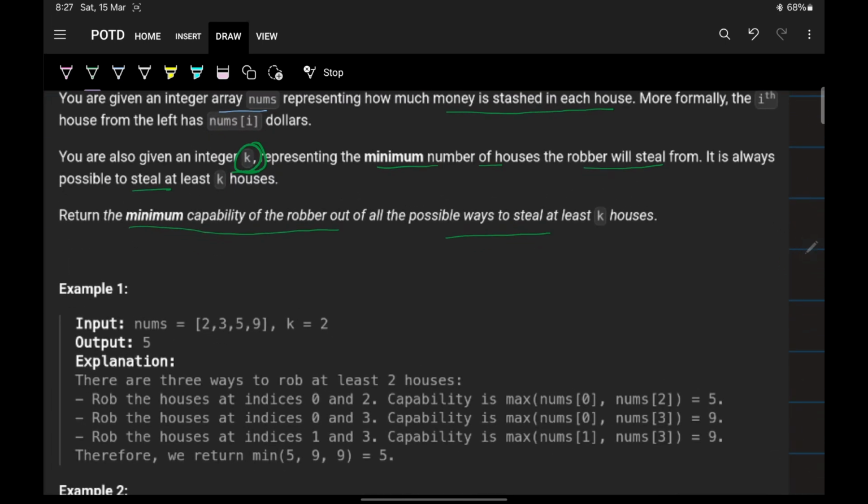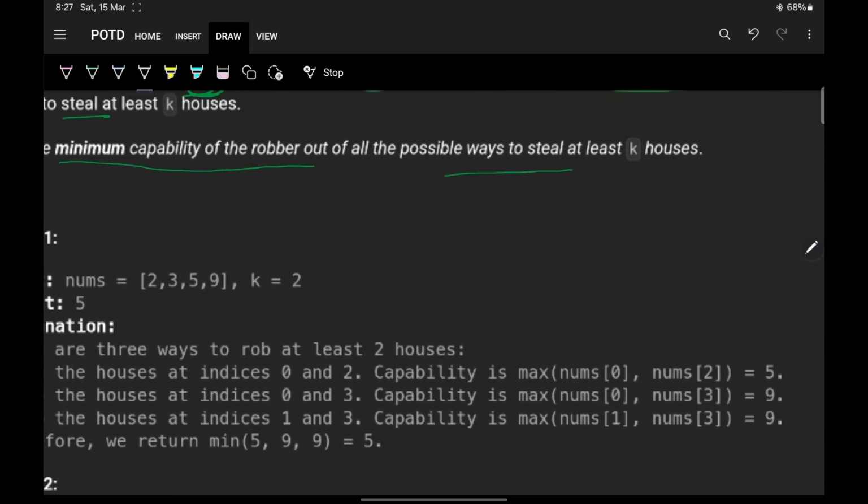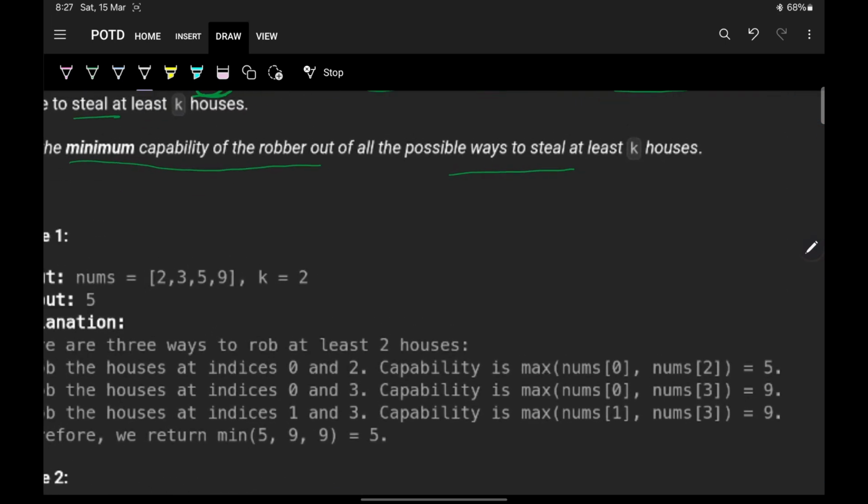So what does it mean? We are given nums as 2, 3, 5, 9 and k as 2. What are the possible choices for the robber to steal from at least k houses? So 2, 3, 5, 9. He has to steal at least k, so we go for k only. What are the possible ways? He can steal 2 and 5. He can steal 2 and 9. He can steal 3 and 9. These are the only three ways to steal from at least 2 houses.